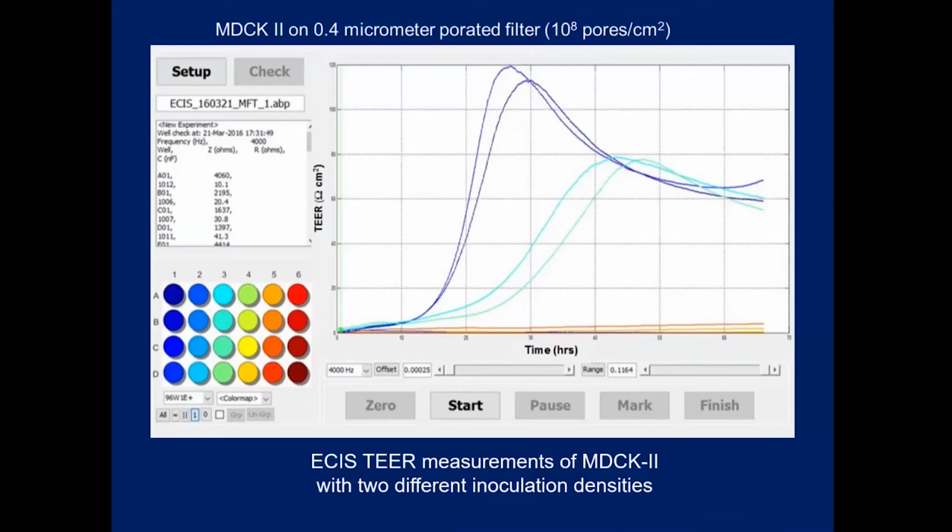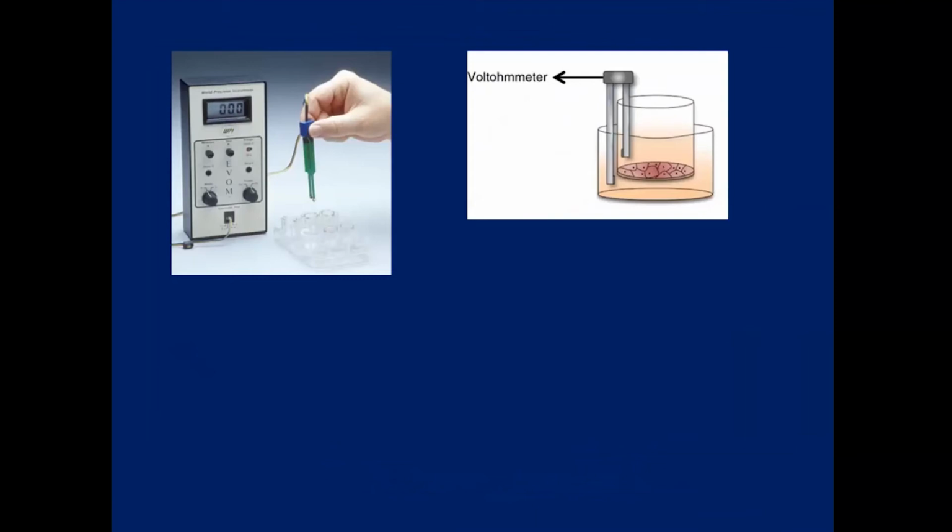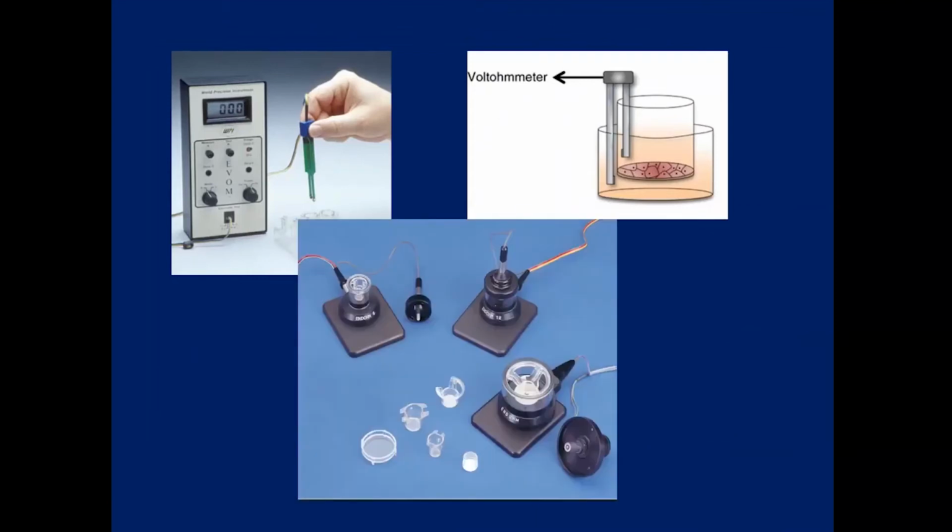Again, we want to compare these with the more common method that's out there to monitor barrier function, and this is coming from World Precision Instruments, where barrier function is either measured using this chopstick device or what they refer to as an Endohm, where we have a little more uniform current flow through the cell layer. In both of these cases, there are silver chloride electrodes involved, and so these measurements are not made continuously, as that material, as I understand it, would be toxic to the cell layers in time.